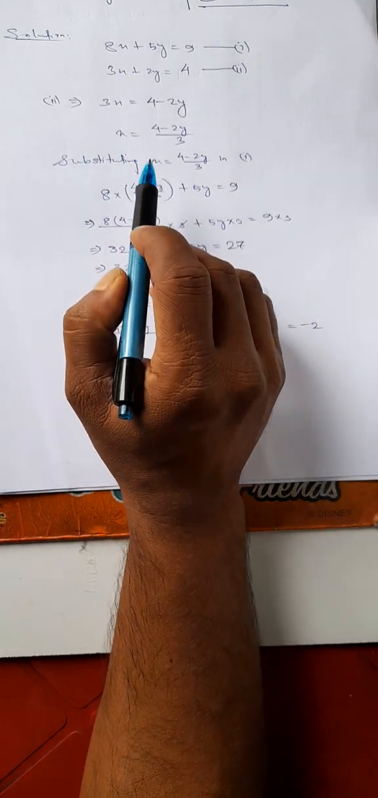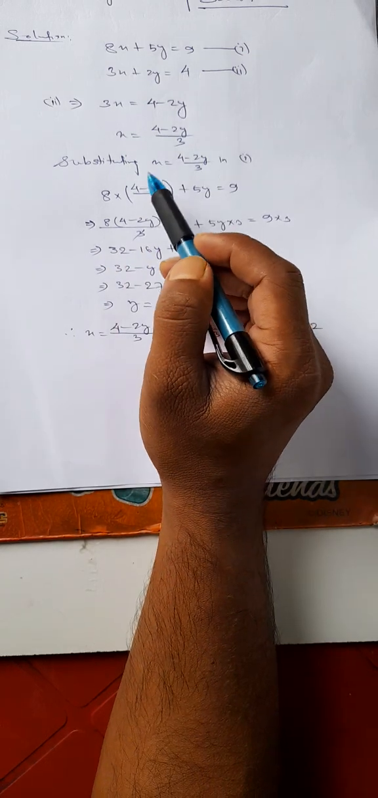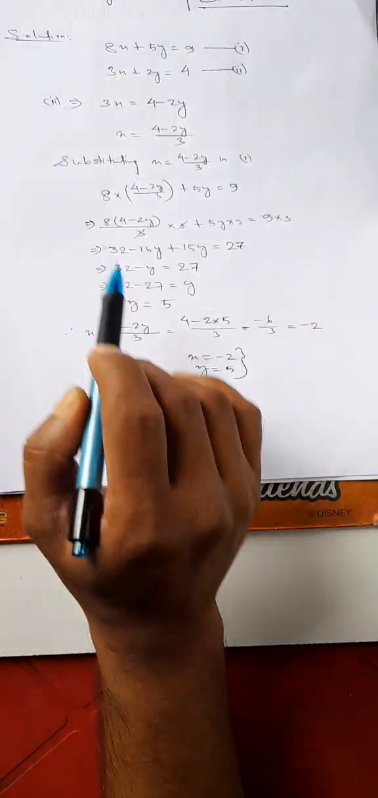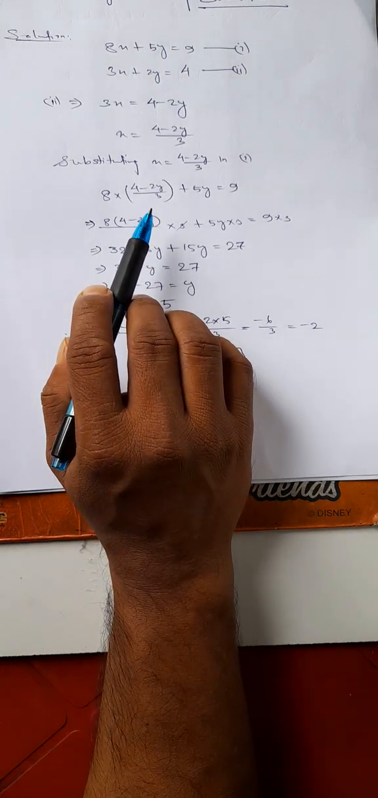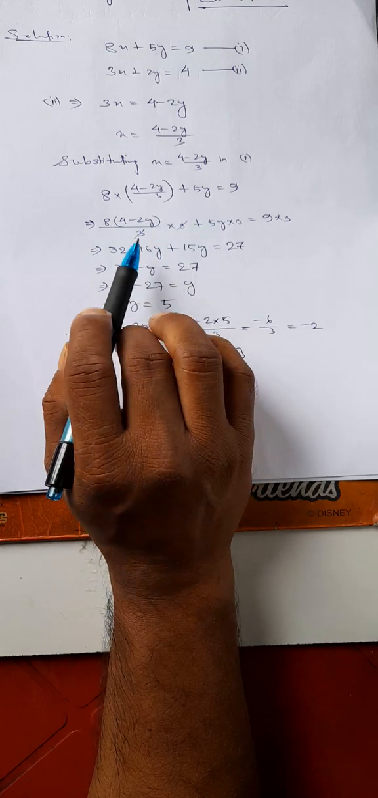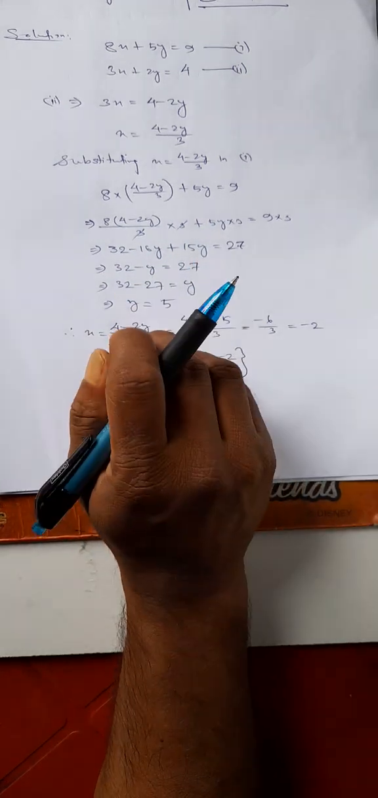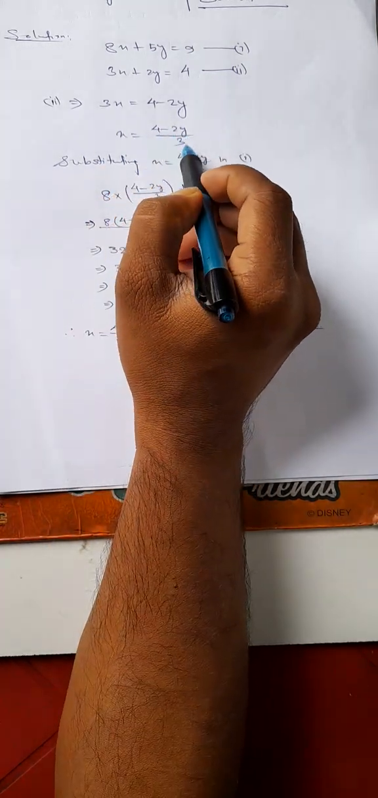Then we will substitute that value of the variable in the other equation. So from equation 2 we find the value of x in terms of y. Then we substitute the value of x in equation 1. Then it becomes a linear equation in one variable which can be solved easily. So we got y equal to 5. Now what is x? x means 4 minus 2y by 3.